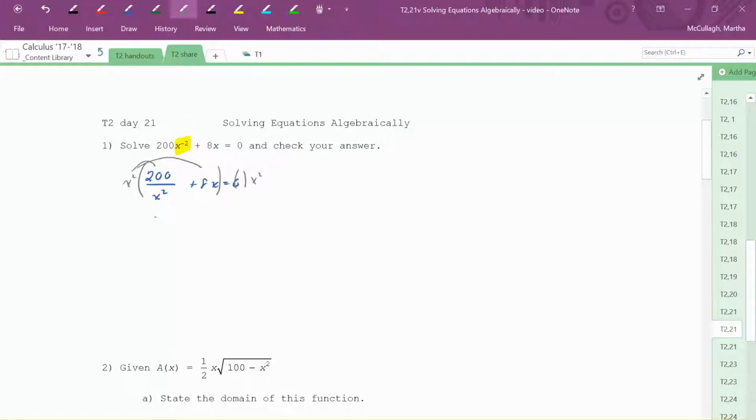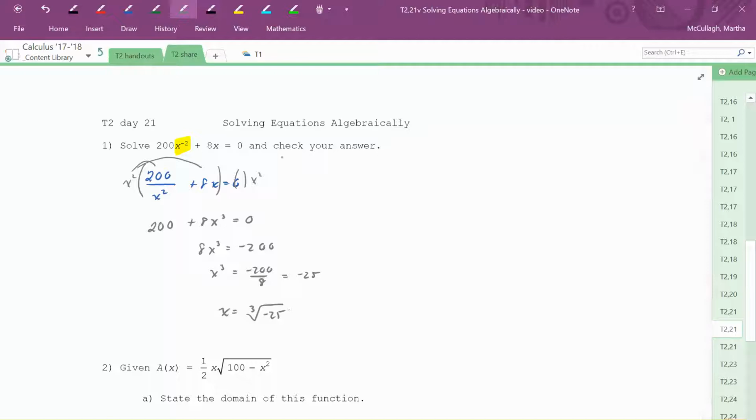And I've got 200 plus 8x cubed equals 0, or 8x cubed equals negative 200, x cubed equals negative 200 over 8, which is negative 25. So x equals the cube root of negative 25. Not a particularly nice answer, but that's okay.